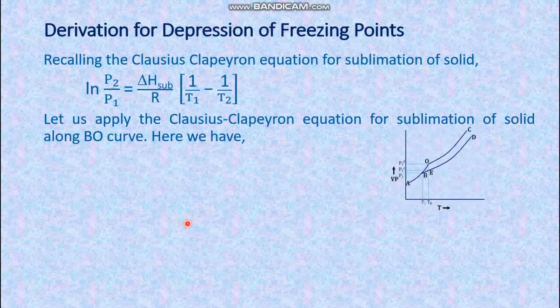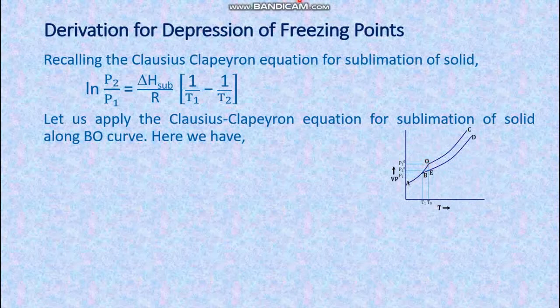So what about the BO curve? Let's reproduce the picture here. When you are taking the note, you need not draw this. Just for my convenience, I am drawing it here. So the curve is BO. So here is B and here is O.